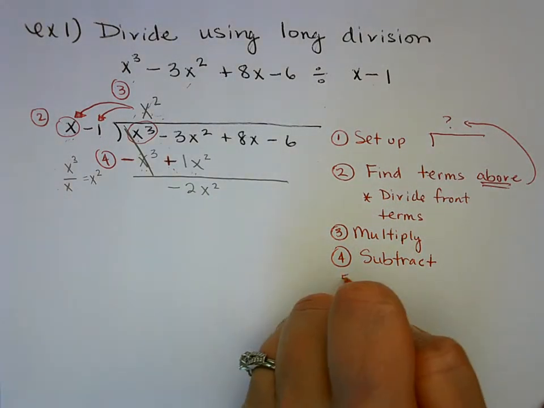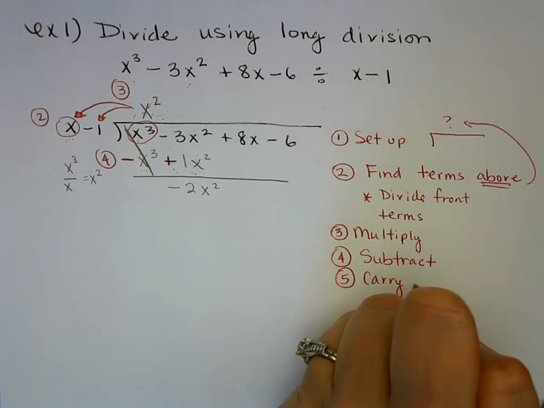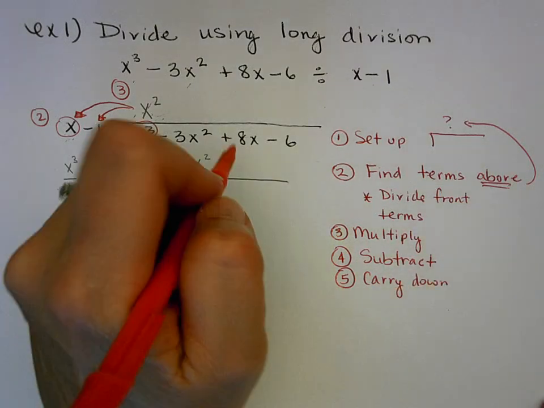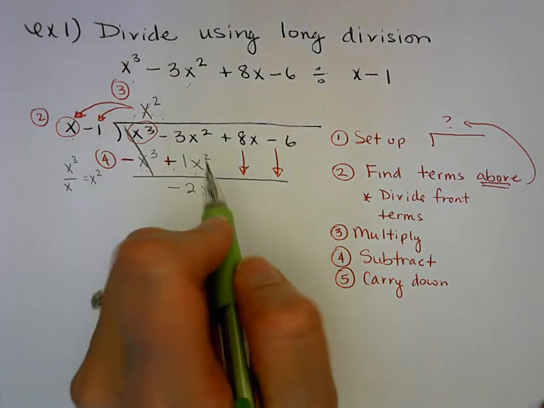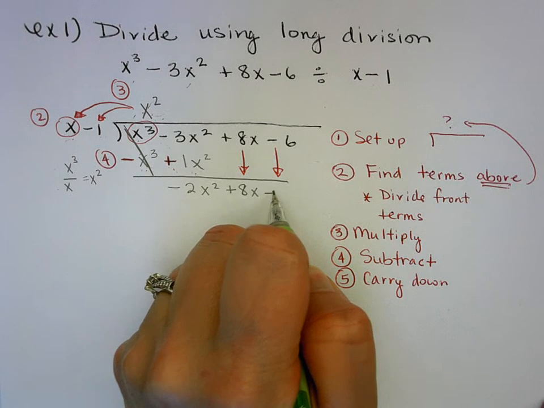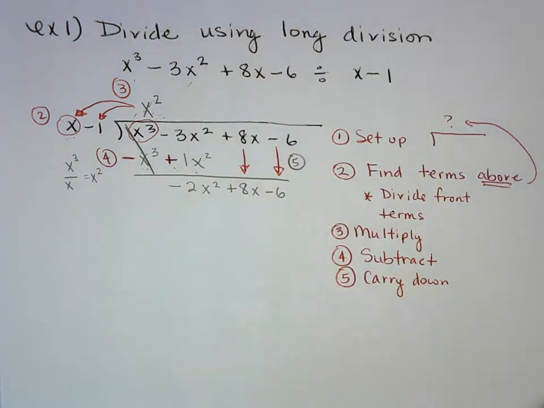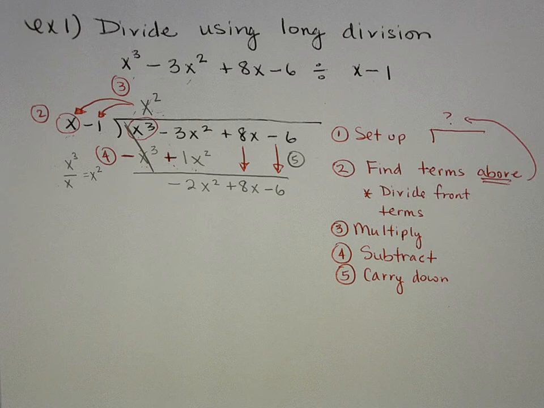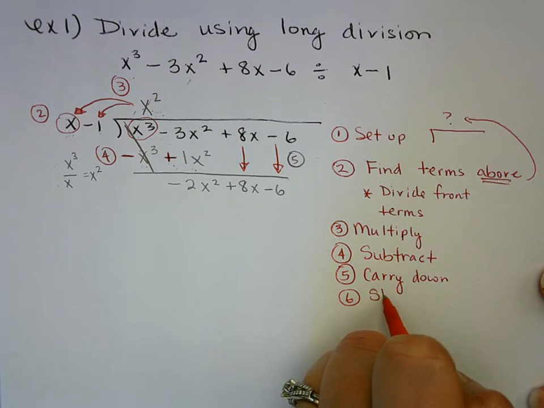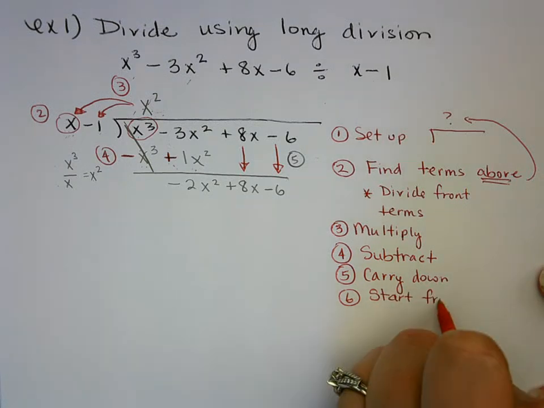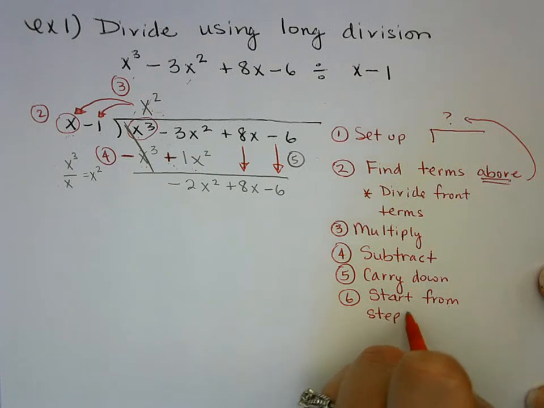And then now we're going to carry down. So meaning I'm going to bring down the 8x, and I'm going to bring down the negative 6. And that was step 5 right there. Okay, so this has got a lot of steps, but we'll figure it out. And then now start from the beginning. Repeat. And repeat.